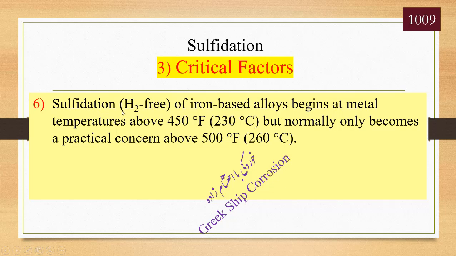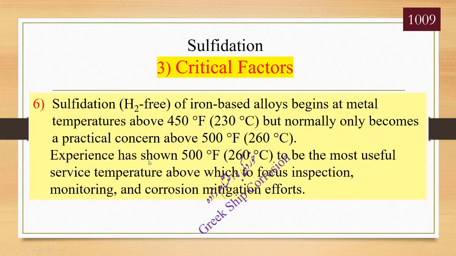6. Sulfidation of iron-based alloys in hydrogen-free environments begins at metal temperatures above 450 degrees Fahrenheit, but normally only becomes a practical concern above 500 degrees Fahrenheit. Experience has shown 500 degrees Fahrenheit to be the most useful service temperature above which to focus inspection, monitoring, and corrosion mitigation efforts.